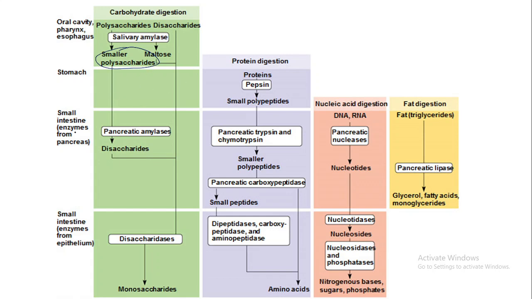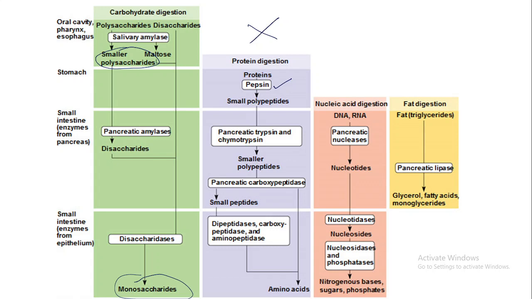In the small intestine, pancreatic amylase acts on the polysaccharides and then it is pushed further. At the end of the small intestine the monosaccharides are formed. Coming to protein: protein digestion does not take place in the buccal cavity. In the stomach it starts. Complex polypeptides or proteins are converted into smaller polypeptides by pepsin.